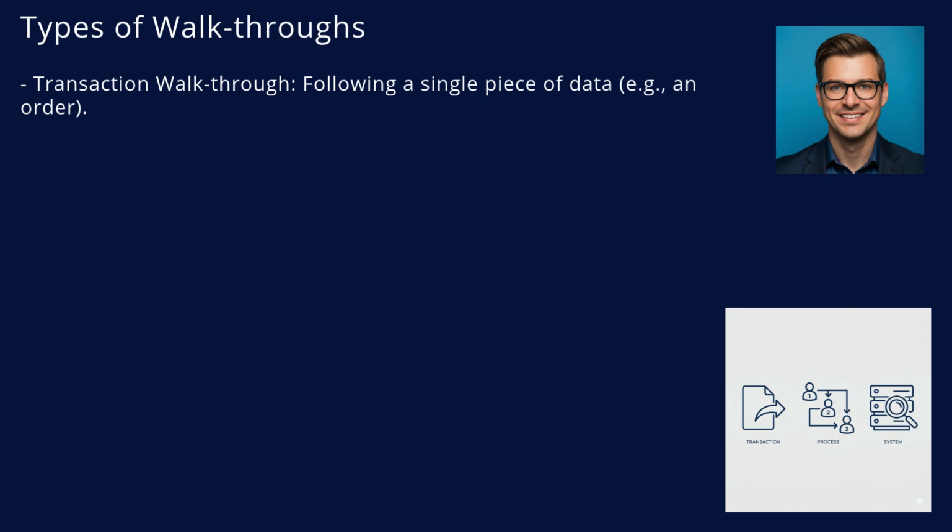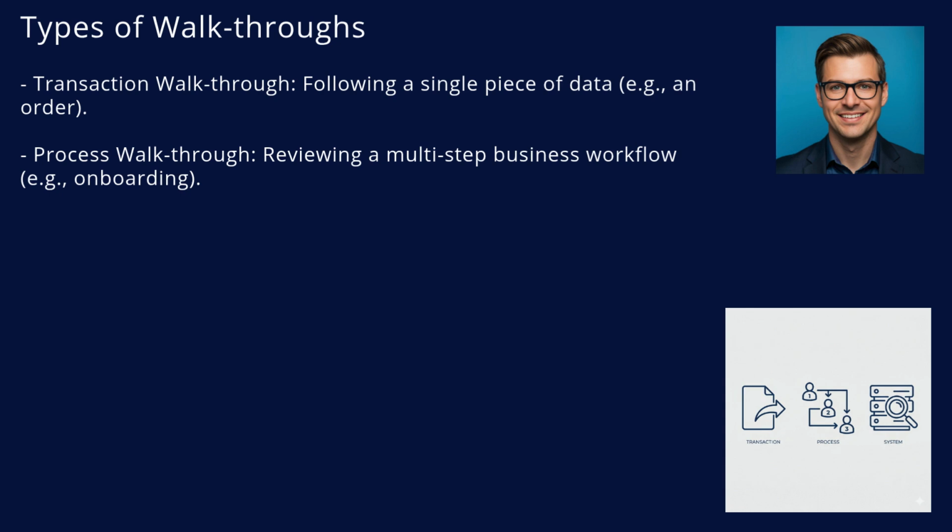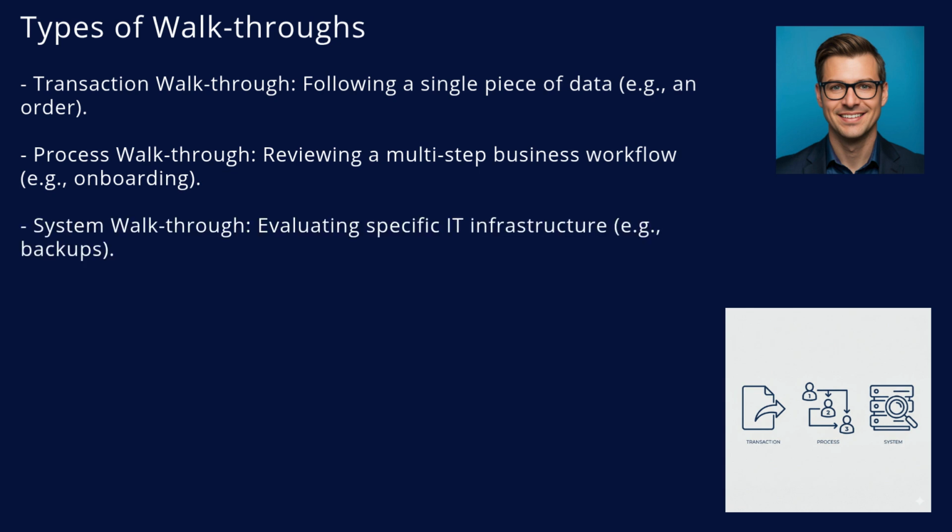A transaction walkthrough involves following a single piece of data, like a customer order, from start to finish. A process walkthrough is broader, reviewing a multi-step business workflow that involves multiple departments, like employee onboarding. A system walkthrough evaluates specific IT infrastructure and controls, such as reviewing the disaster recovery setup.